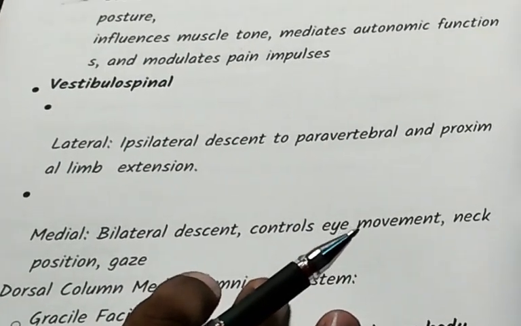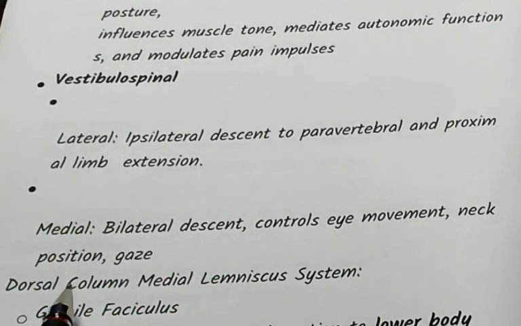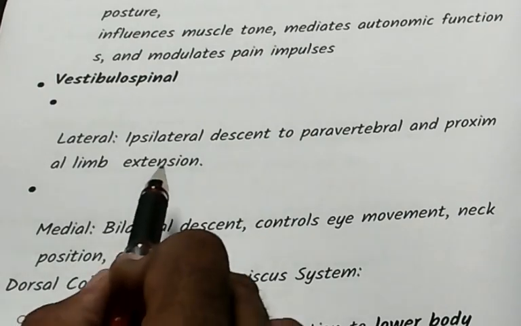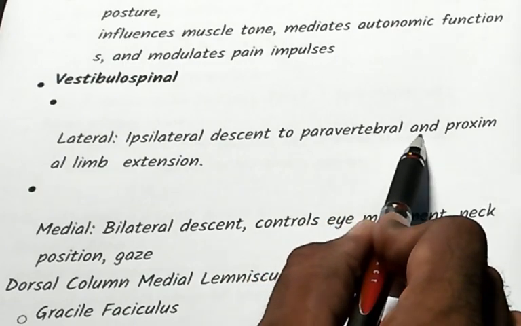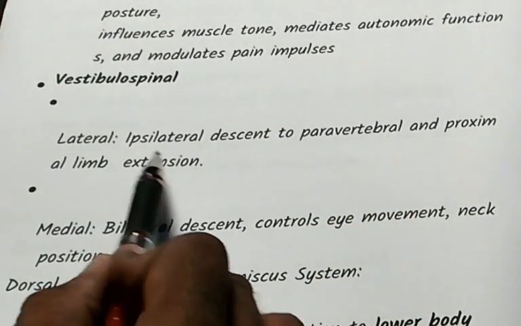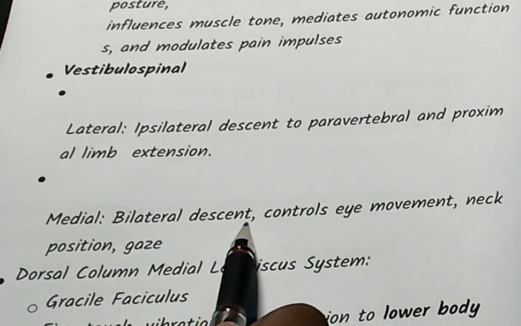Now, vestibulospinal, what is its function? Typically you have one lateral vestibulospinal and medial vestibulospinal. So typically it is the ipsilateral descent to paravertebral and proximal limb extension. Limb extension is lateral. And medial, bilateral descent.